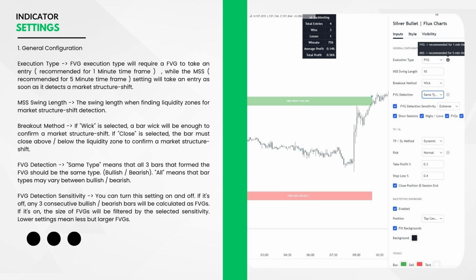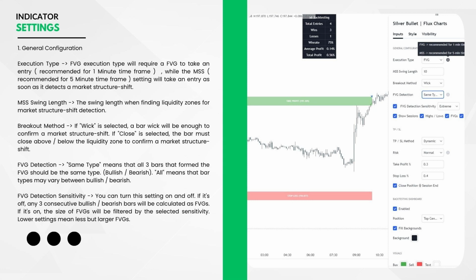Breakout method. If wick is selected, a bar wick will be enough to confirm a market structure shift. If close is selected, the bar must close above or below the liquidity zone to confirm a market structure shift. FVG detection, same type, means that all 3 bars that form the FVG should be the same type, bullish or bearish. All means that bar types may vary between bullish or bearish.